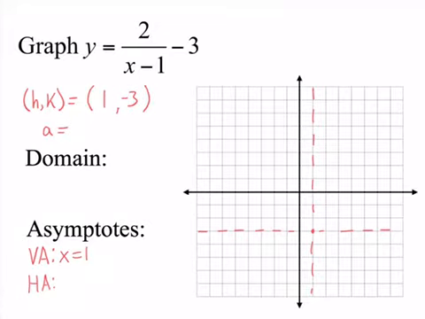Now, the horizontal asymptote right here goes horizontally through y equals negative 3. So the equation for the horizontal asymptote is going to be y equals negative 3. It's important to be able to write the equations for your asymptotes.